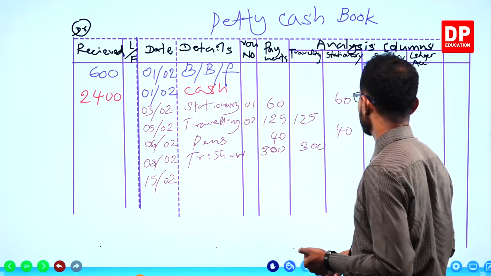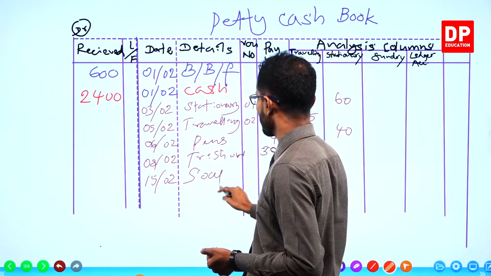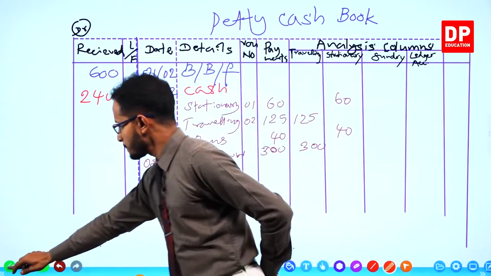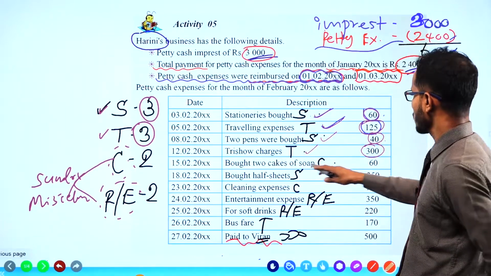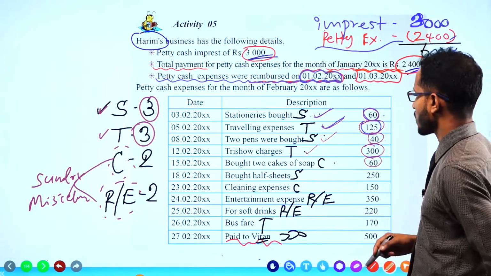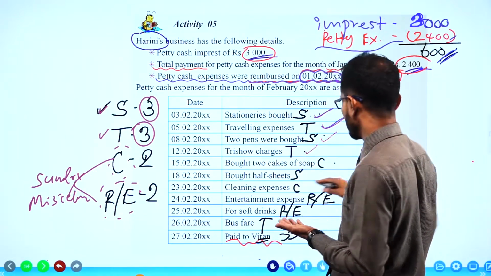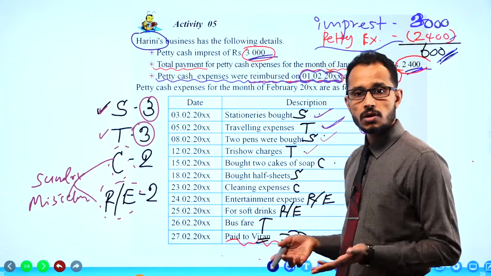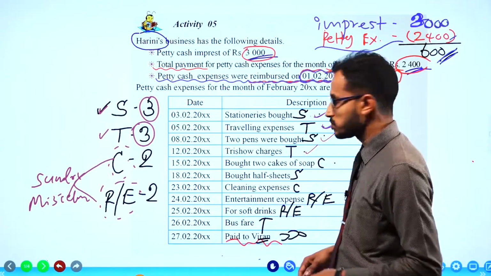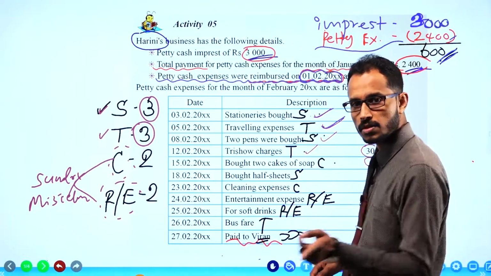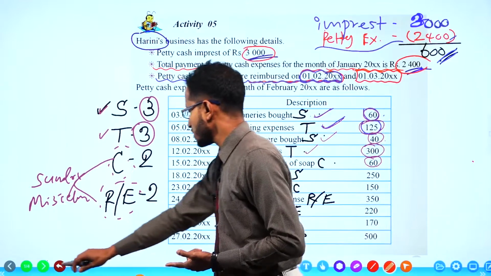Right. Okay. The next item was soap. Soap, 60. To which analysis column should it go? Should it go to the stationery column, the traveling column, or any other column? Let's see. Cakes of soap, 60. That's a cleaning expense.